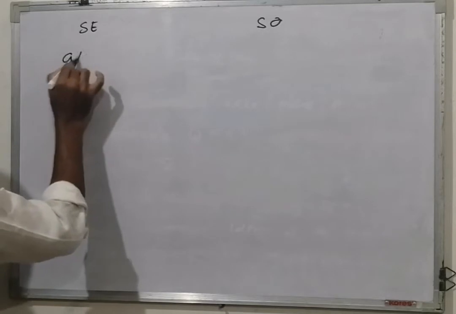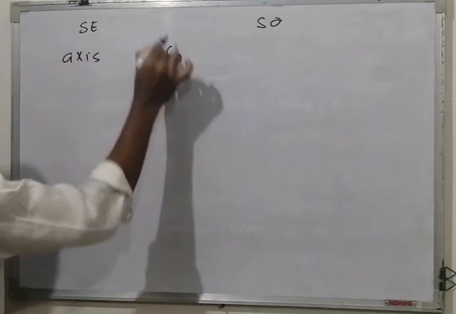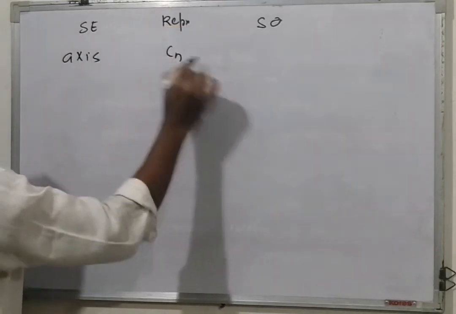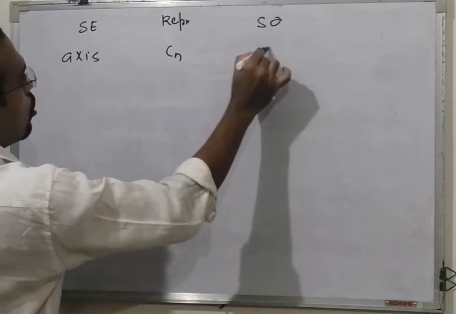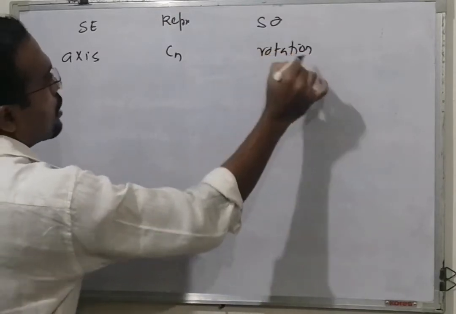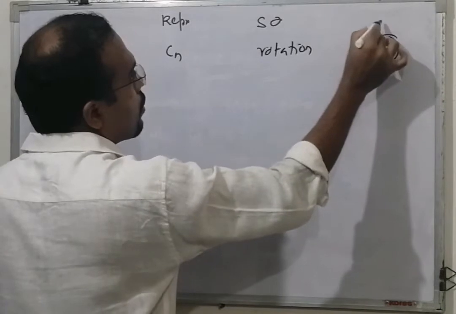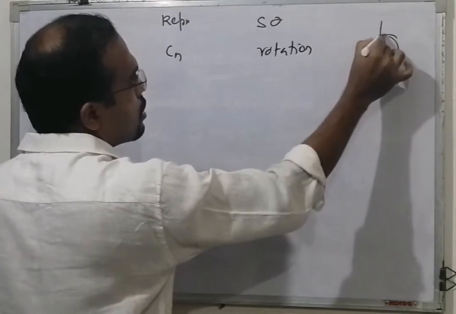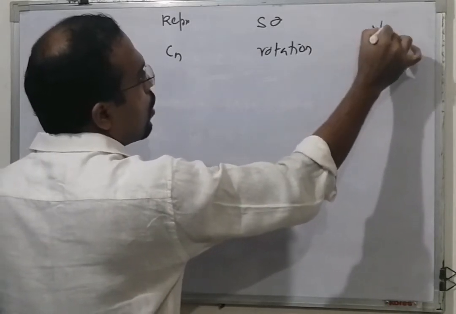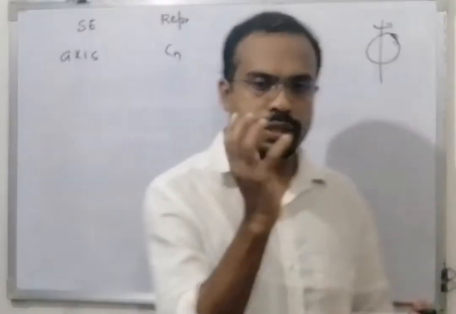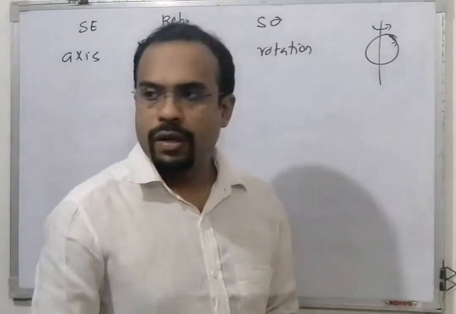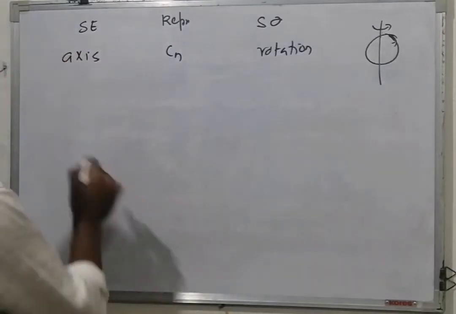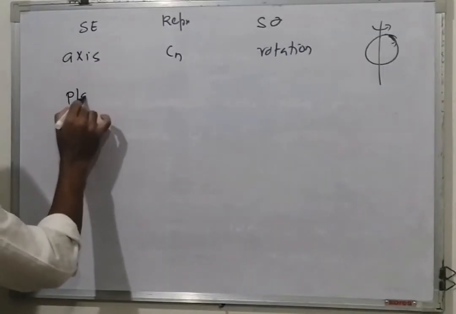The first symmetry element is the axis, which is represented by Cn. This is the representation. The operation is called rotation. That is, you are rotating. This is an axis. This is a sphere. Suppose you are rotating like this. Now second, plane.